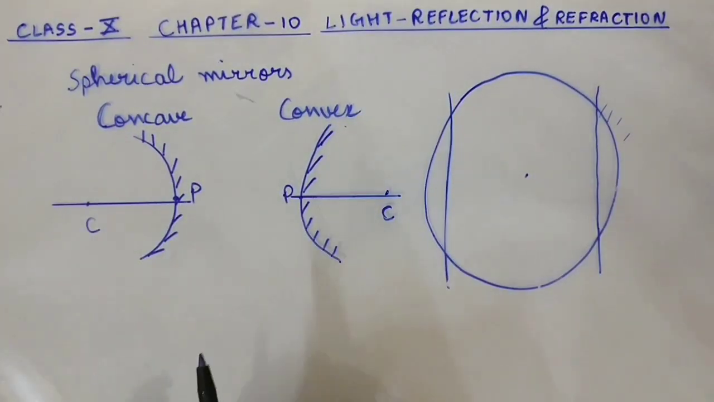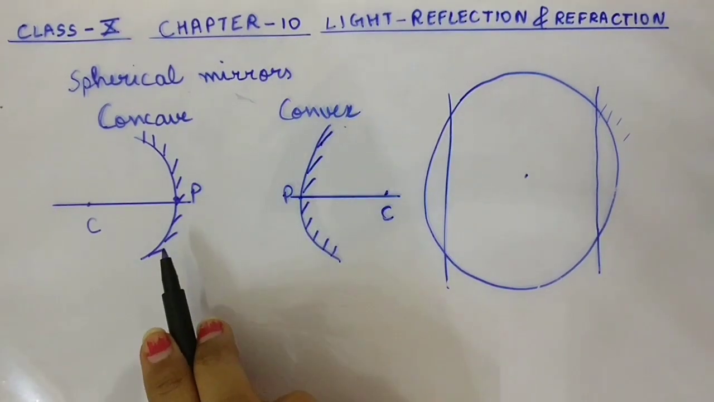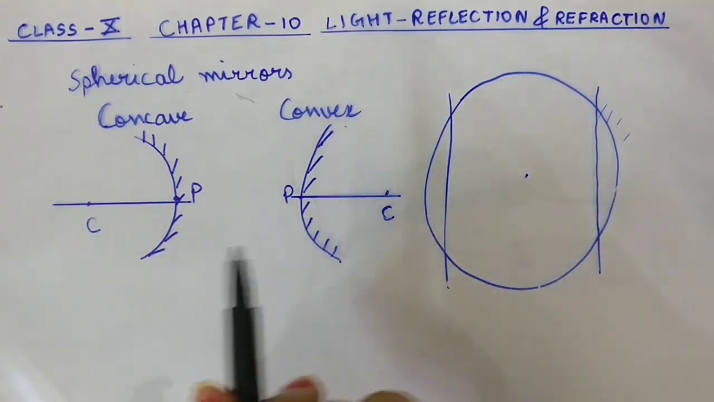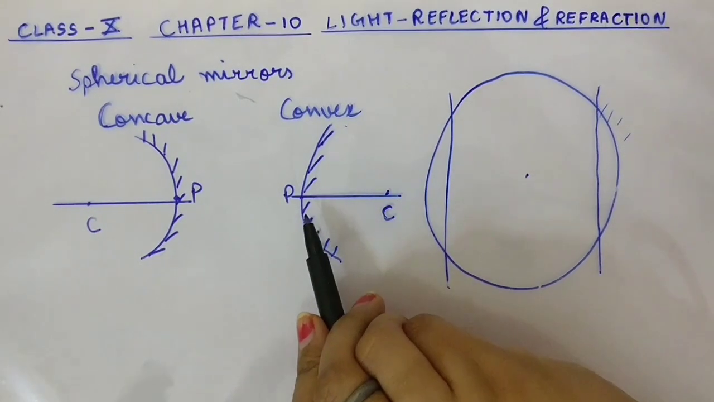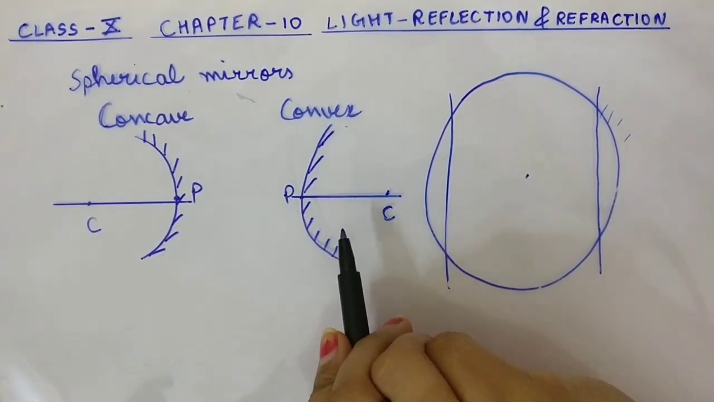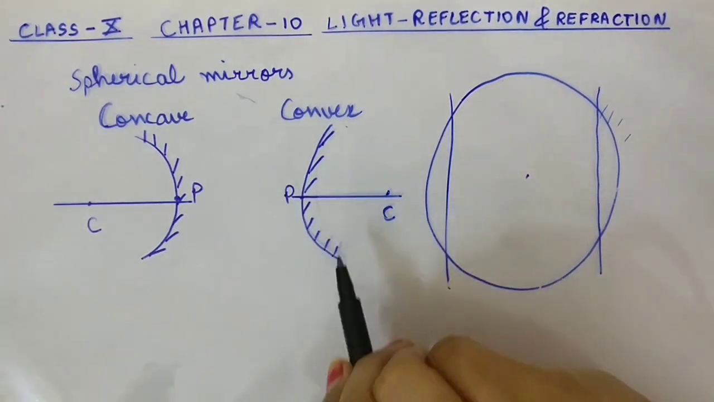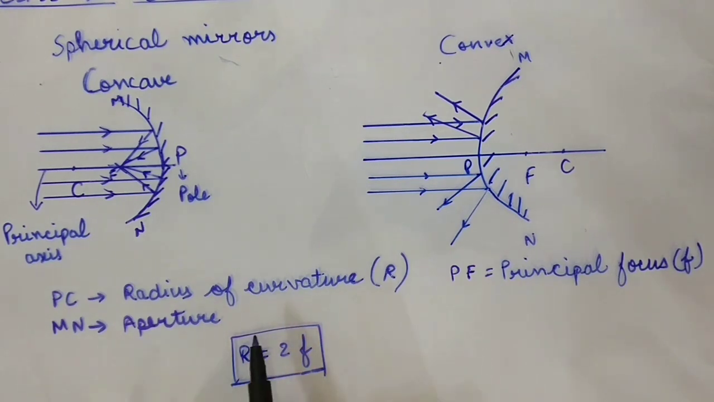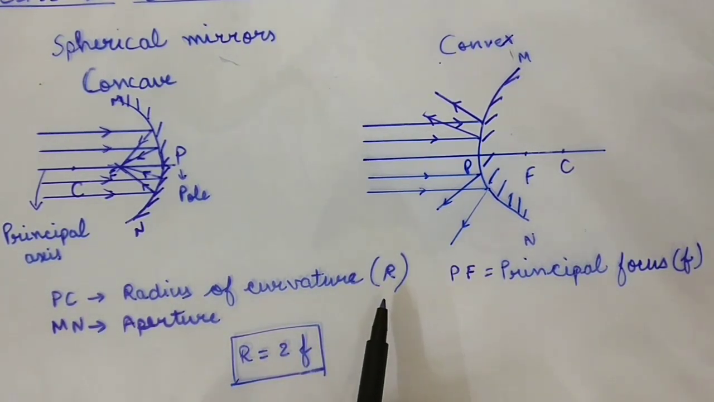Now you need to remember one thing, that when we talk about concave mirror, center of curvature lies in front of the reflecting surface, whereas in convex mirror it lies behind the polished surface, just because of their curvature. The distance PC is called radius of curvature and can be depicted by the letter R.